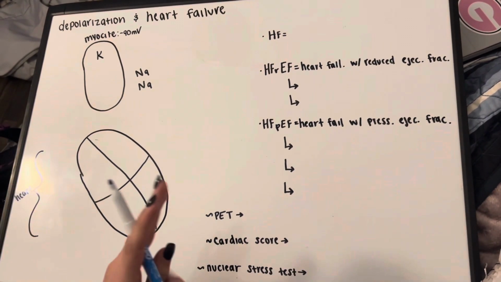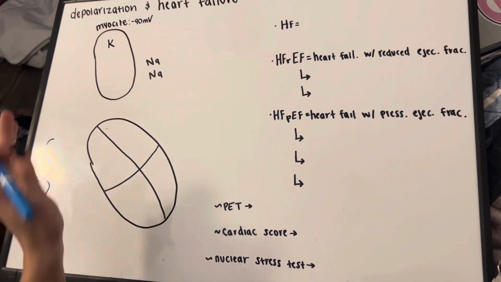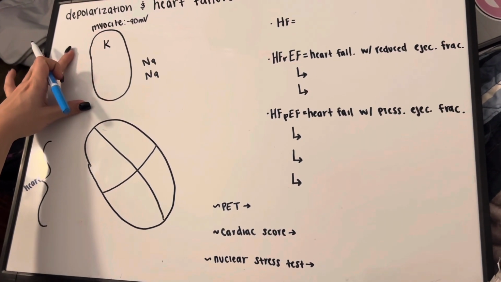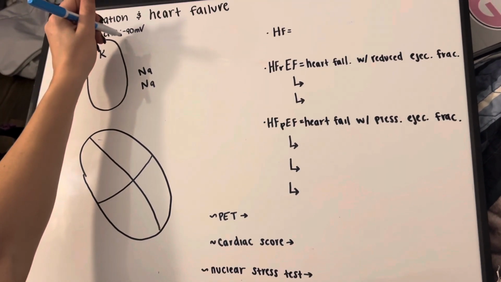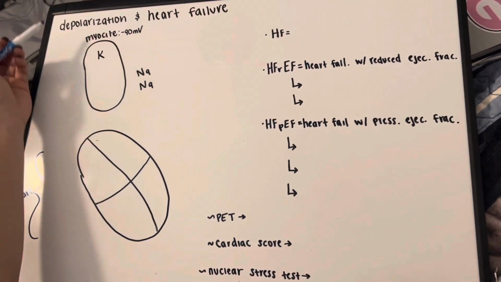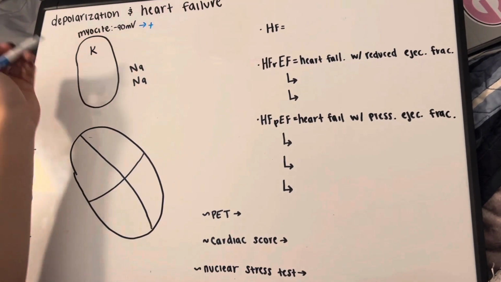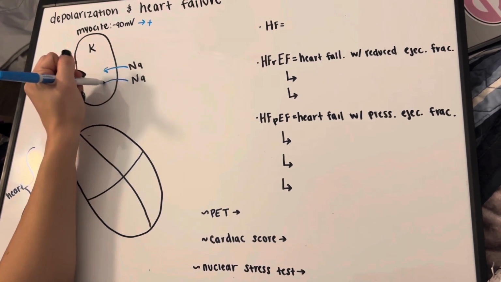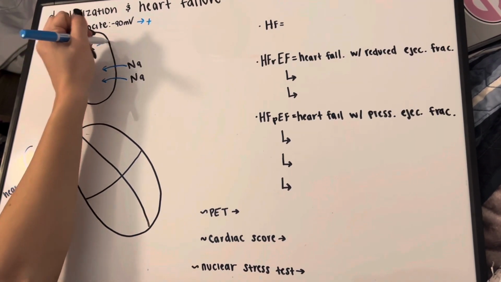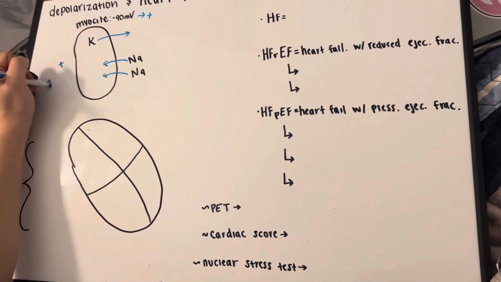Okay, so I chose prompt 1, which goes over depolarization and heart failure. First I wanted to go over what depolarization actually is. In the cell, your resting membrane potential is going to be negative 90 millivolts. Depolarization basically means that you're making this more positive. In order to make that happen, you're going to have sodium come into the cell and potassium move out of the cell. This makes it more positive, so it can generate an action potential.